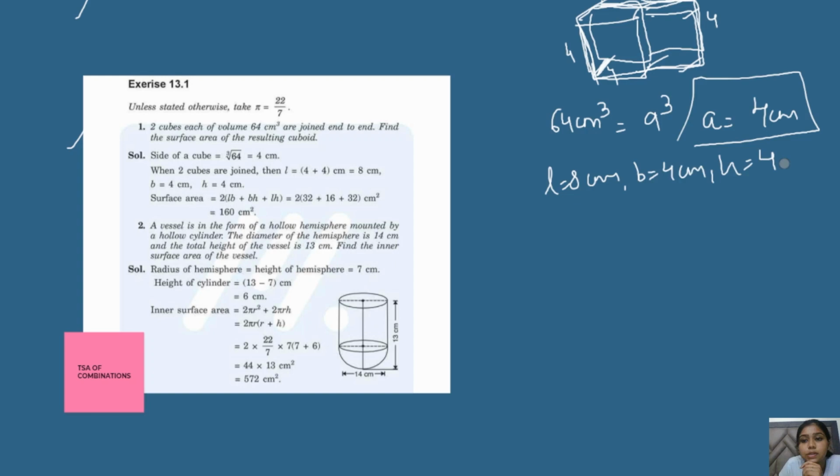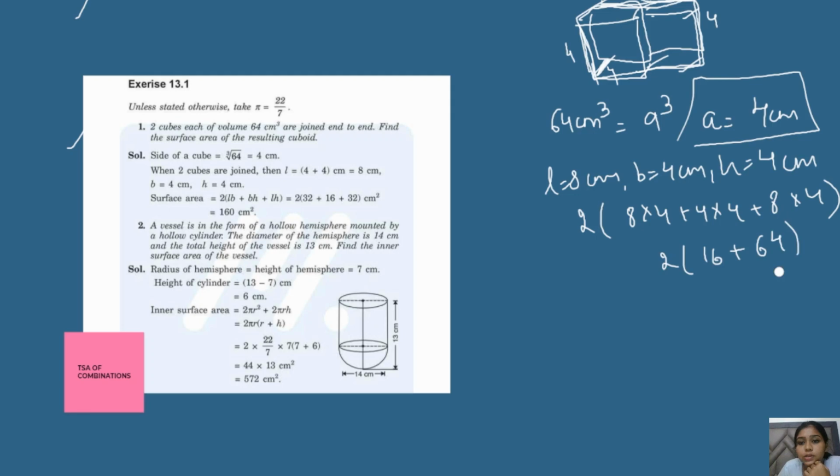Do not forget to write these units. They are very important, and you have to write them in any situation, right? So just put in the formula and you will get your answer. It will be 2 into 16 plus 32 plus 32, which is basically 64. So 64 plus 16 is 80, into 2, that is 160 centimeter squared. I hope this is a very easy question and easy to understand, right? Moving ahead with another one.